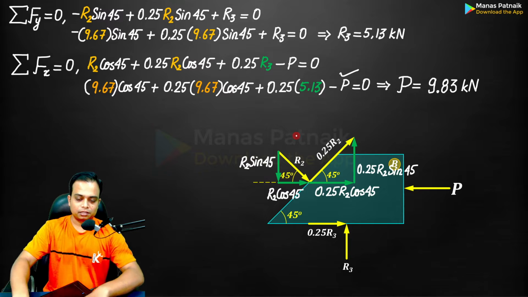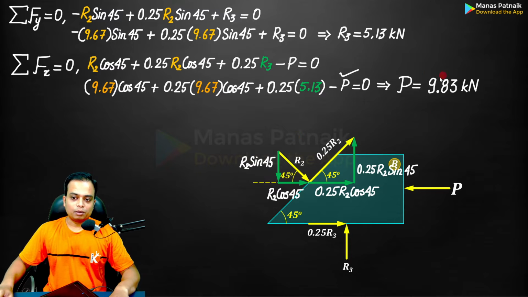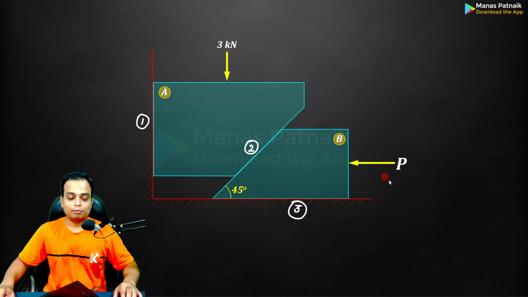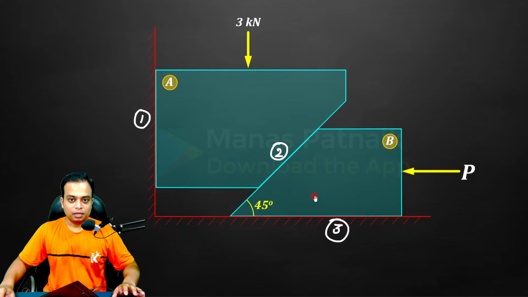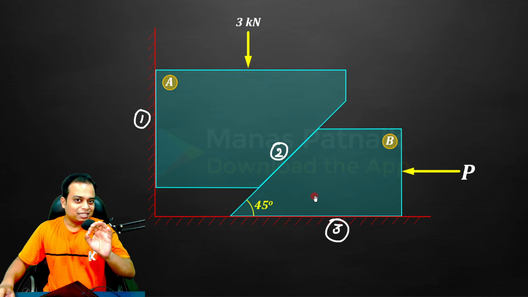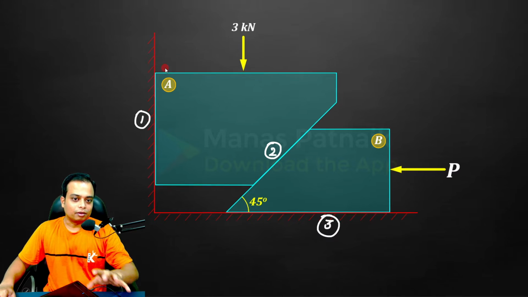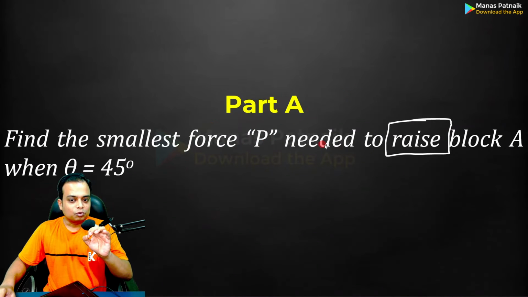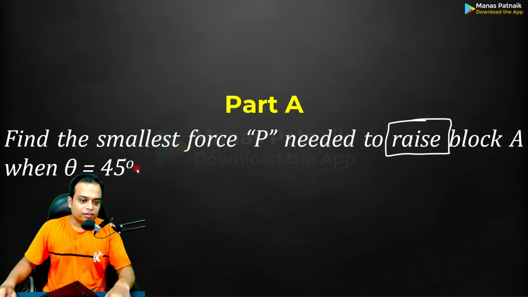Isn't it easy? That means onto this arrangement, if you apply a force of 9.83 kilonewton here, this block B will just start to slide to the left, causing block A to just start to slide in the upward direction. That means it has risen. And that is exactly what was asked in the question. Find the smallest force P needed to raise the block A when theta is equal to 45 degrees.